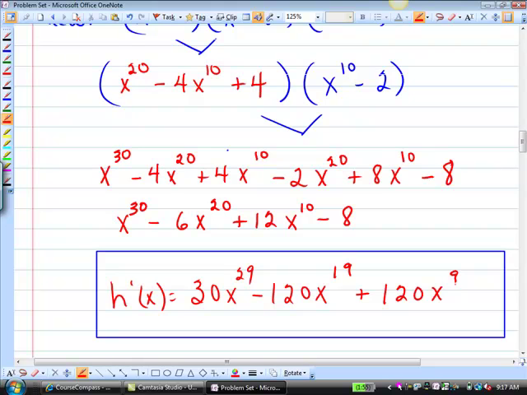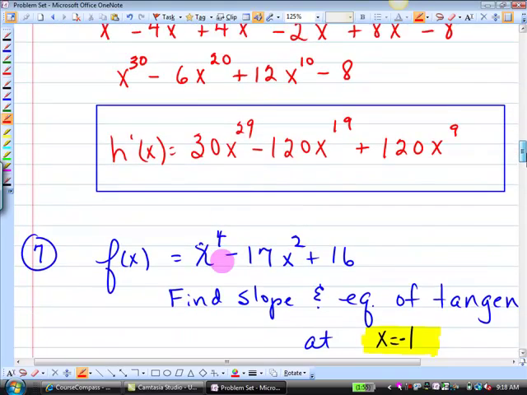How many people have had calculus in here? Had it in high school? I know you guys did. Okay. So, if you know that rule, feel free to use it because it's not going to ask you about steps. Okay. All right.